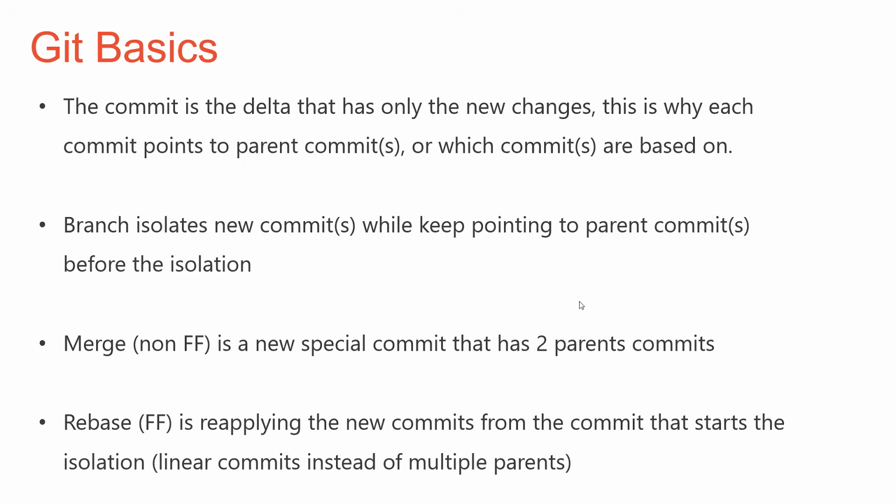What is rebase? Rebase, or fast forward, instead of having two parents, reapplies the new commits from the commit that started the isolation. So it will be like having linear commits in one branch. This of course makes the history linear and cleaner, but we will lose the ability to understand where these commits or changes came from. Let's see all of that in a graphical animation so we can understand it.